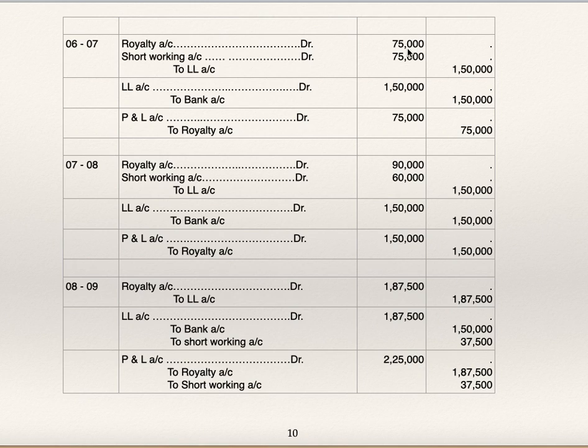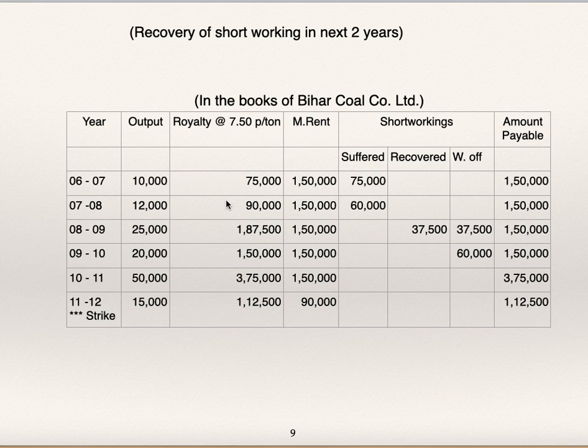Whatever you have in royalty account as debit, you have to give it credit. So royalty account gets cancelled every year. Landlord account also becomes nil every year. There won't be any balance. Second year, royalty account debit 90,000. Short working account debit 60,000 to landlord 1,50,000. Landlord to bank 1,50,000 and profit and loss to royalty 90,000.